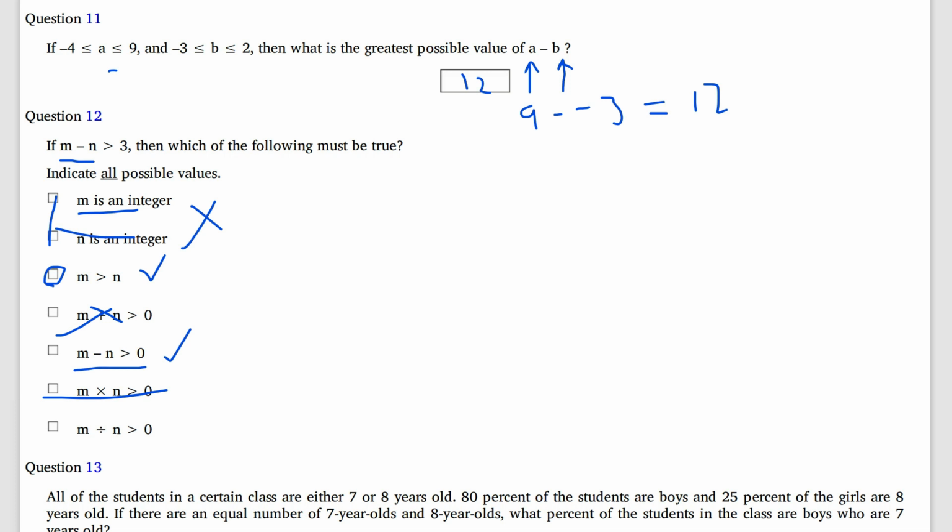Lastly, if you divide them, that's a divide symbol. If you divide them, is it greater than 0? Again, no, because one could be positive and one could be negative. And if you divide that, it would be negative. So I believe it's just these two.